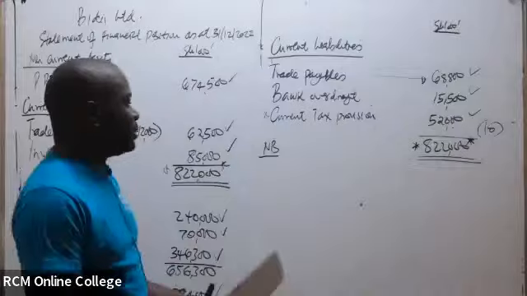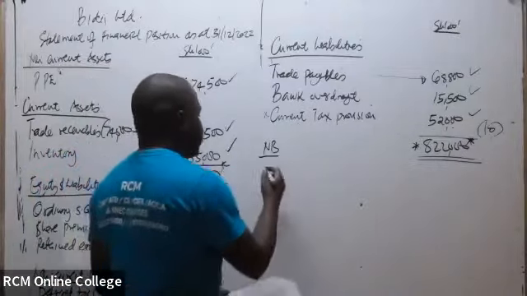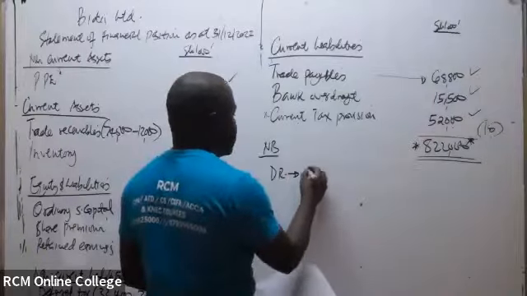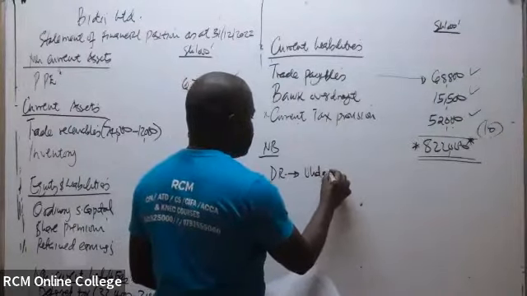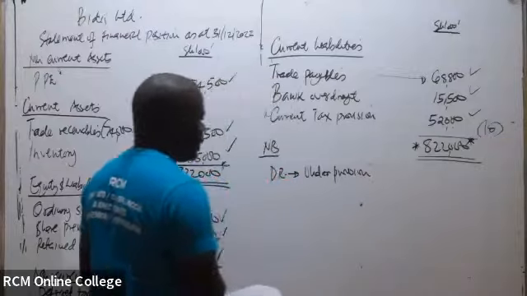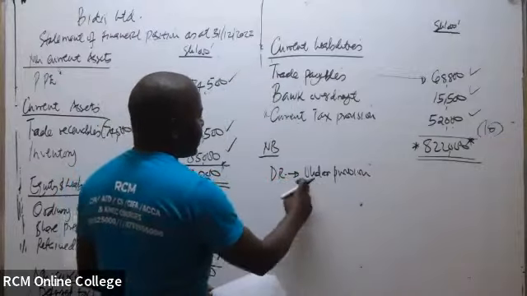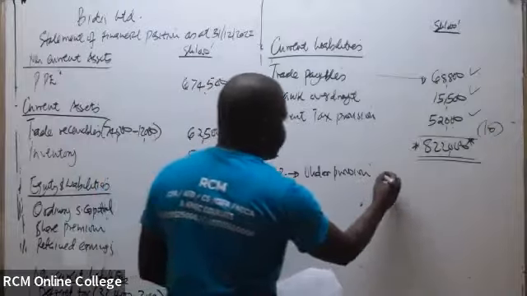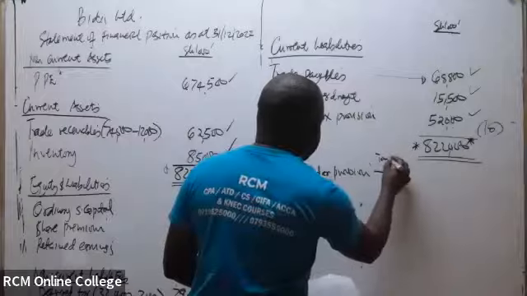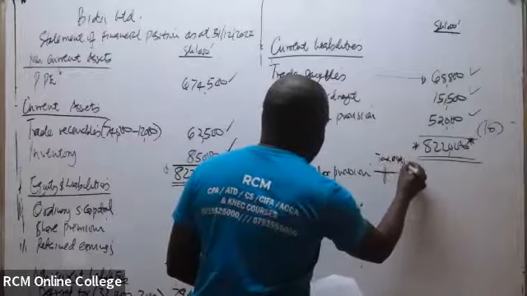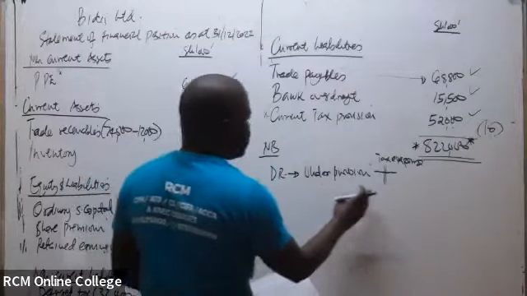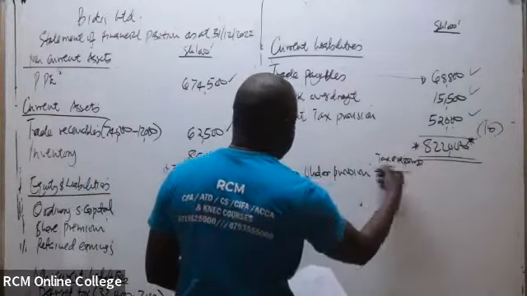If it's on the debit side, it is what? An under provision. If you've been given that current tax figure in the trial balance on the debit side, it is an under provision. And therefore, in this case, you add on the tax expense. They provided less, and therefore you have to include it now to increase the tax expense.